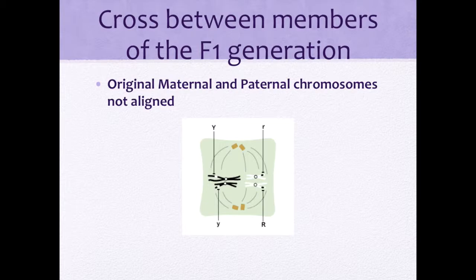Cross between the members of the F1 generation. Diagram 2. The homologous pairs have aligned in such a way that a chromosome with the dominant allele of one of the genes will be separated together with a chromosome with the recessive allele for the other characteristic at the next stage in meiosis. Each parent has produced the same four types of gametes.